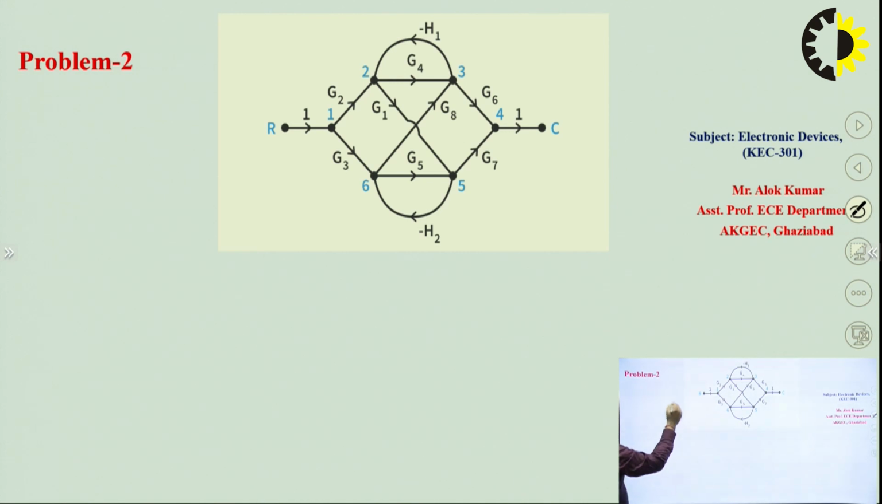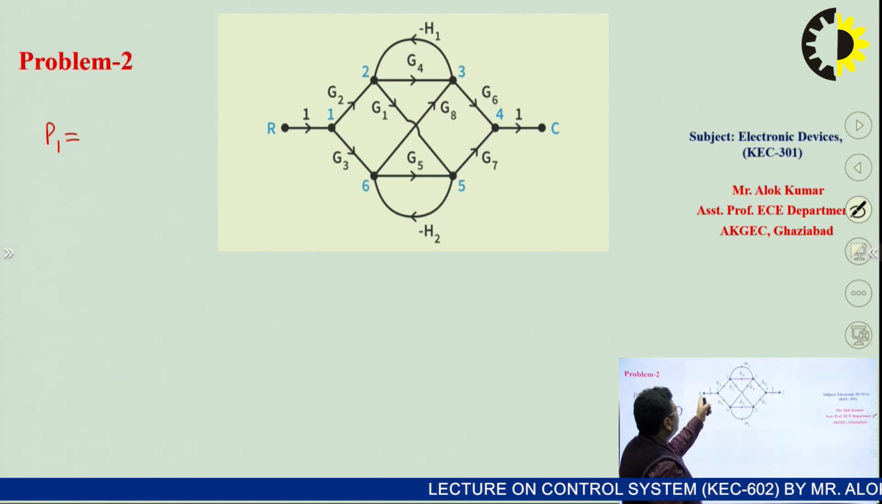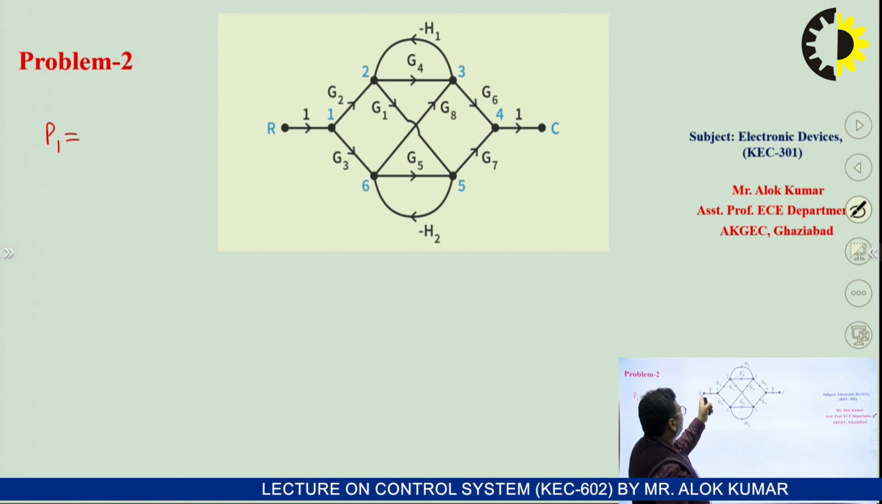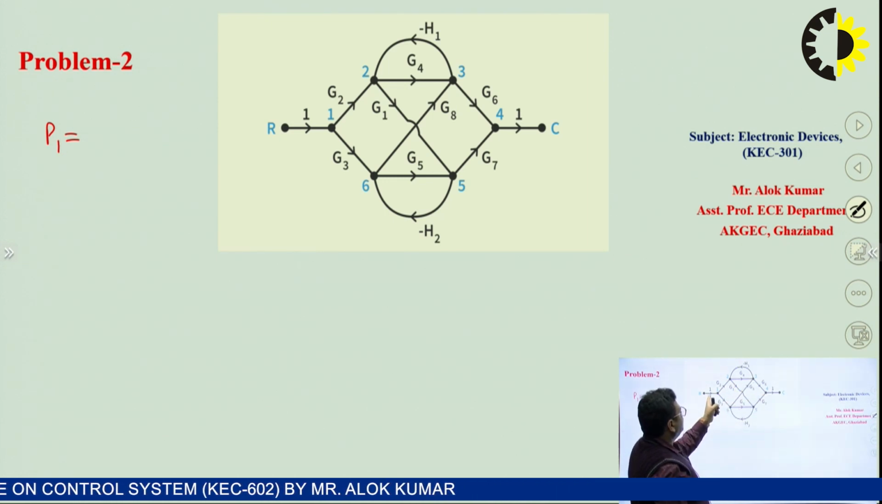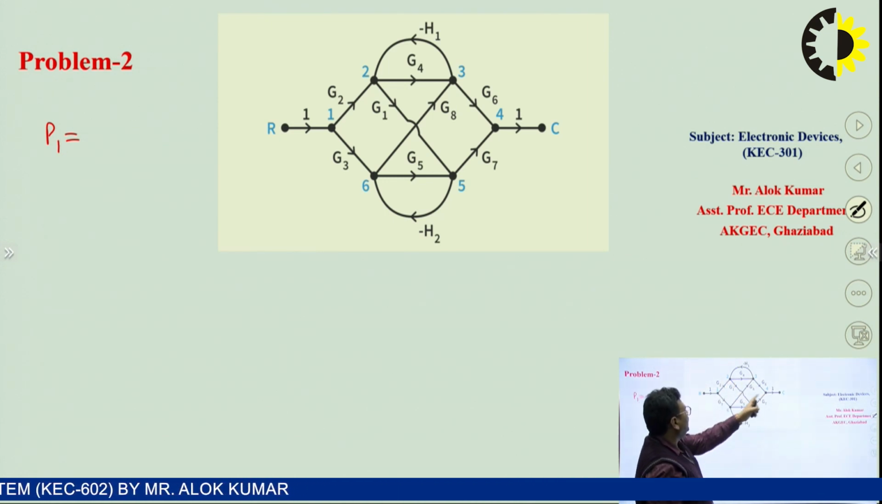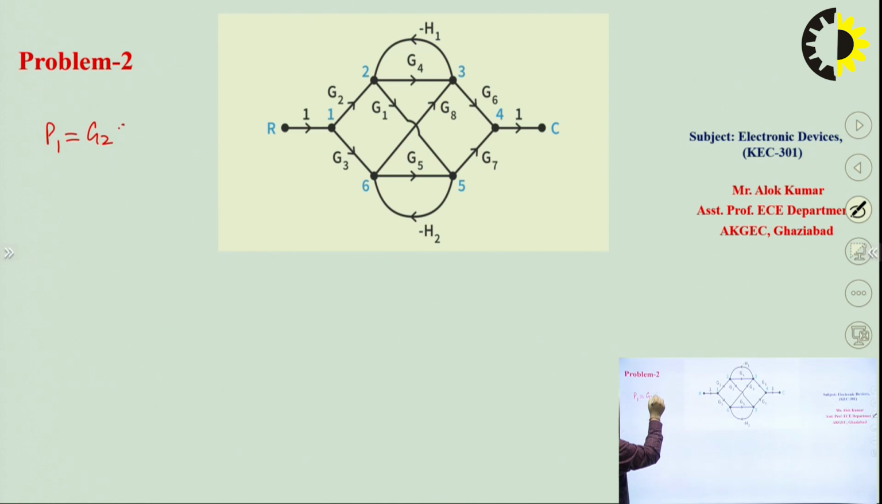So first of all, the first forward path we can write is P1. If we go from node 1 to node 2, then node 3, then node 4, the forward path gain of this path will be G2, G4 and G6.